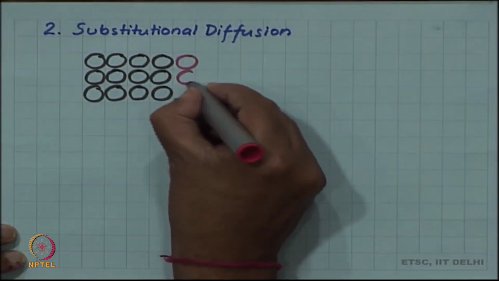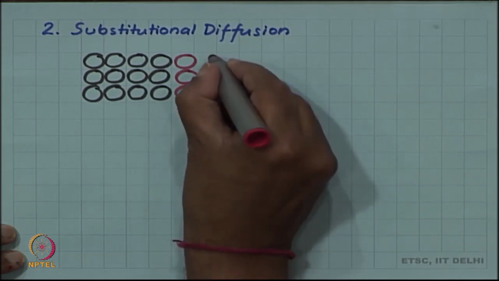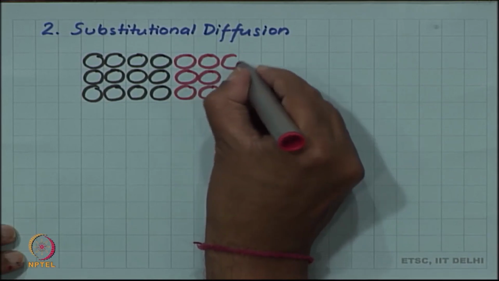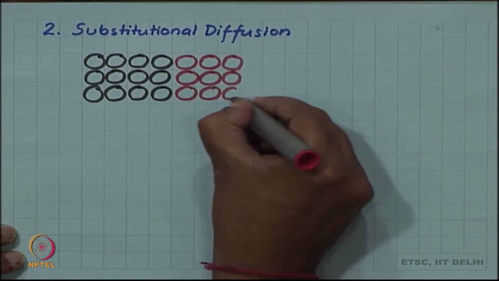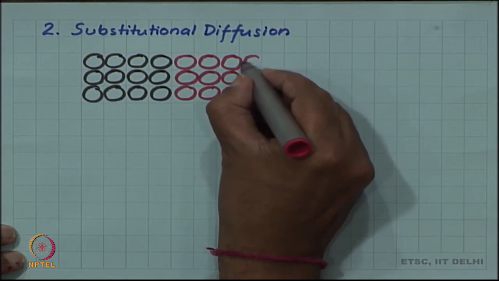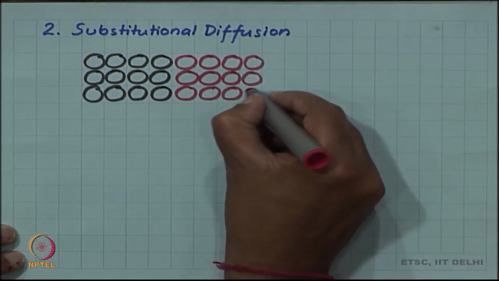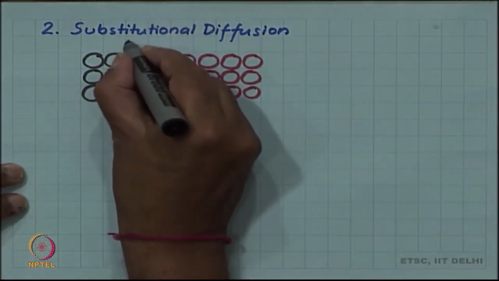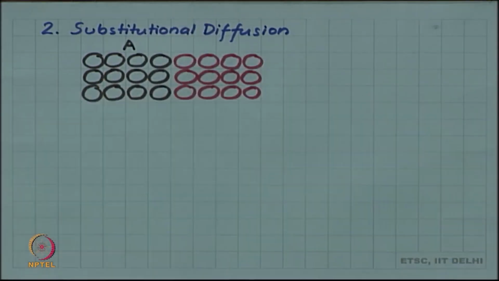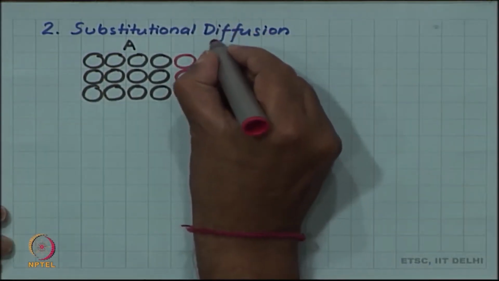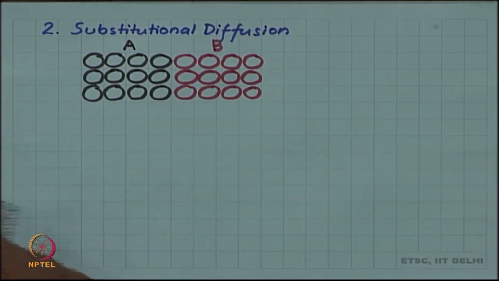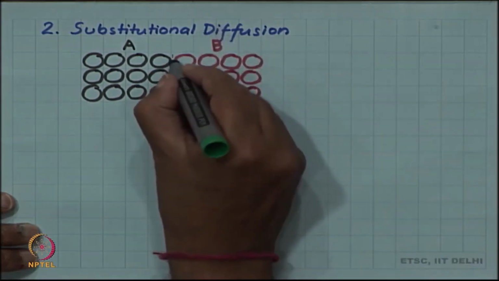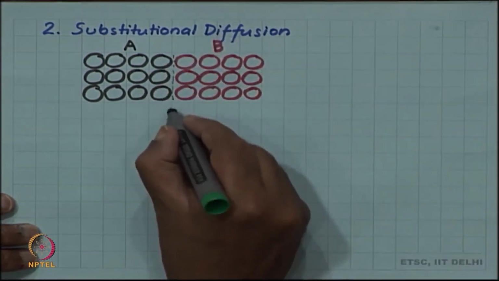So, on one side I have black atoms, on another side I have red atoms. They are representing two different elements. So, for example, one can be copper, another can be nickel. We are keeping it general, let us call this A atoms and let us call this B atoms, and they are meeting at an interface here. In the middle there is a junction where they are meeting.